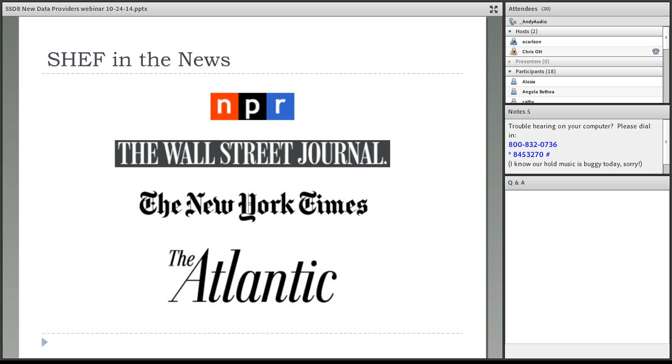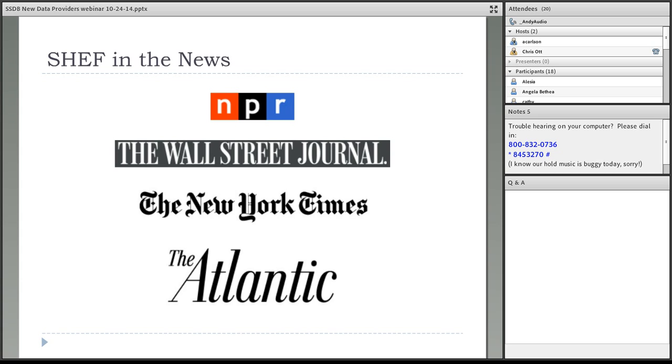Another reason I thought it made sense for new data providers to get a little history is that I also want to talk about why it's important. In the last couple of years especially, the SHEF report has been released in the spring, March. It was released in April this last year. It always gets a lot of media attention, and it's gotten a lot more recently, from some pretty major media outlets.